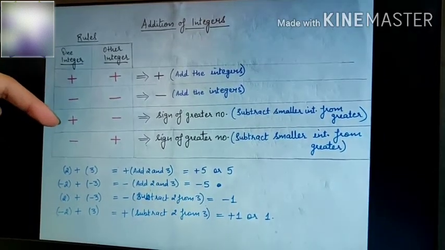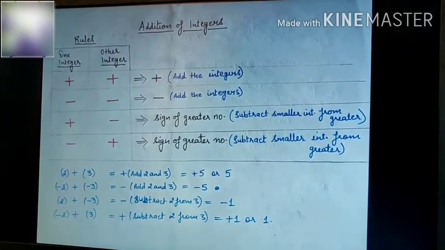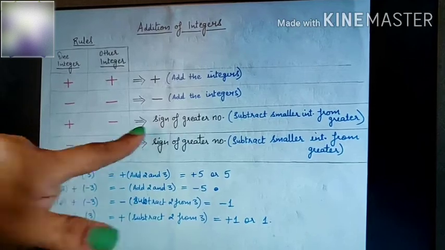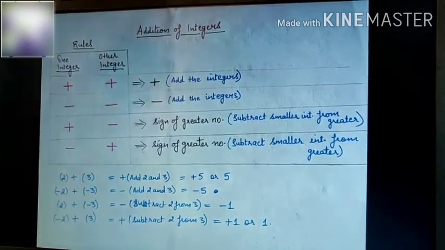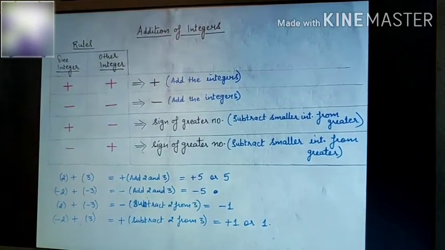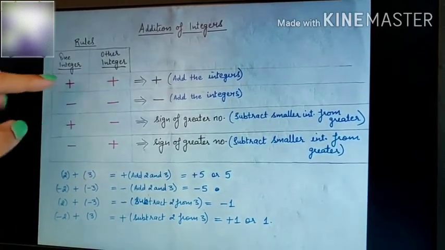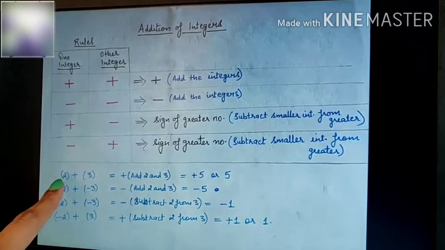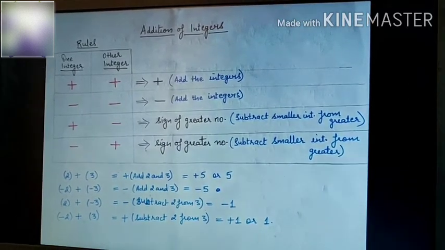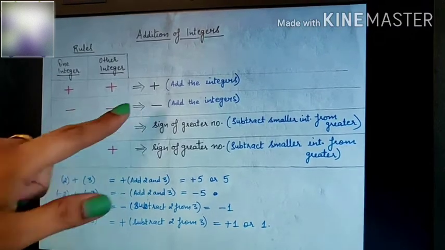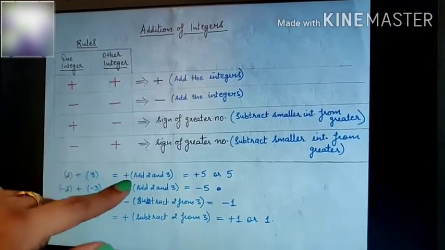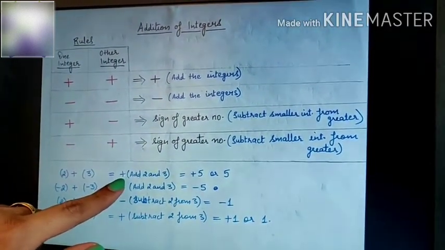If one of them is positive and the other one is negative, then the sign will be of the greater number, and we will subtract the smaller number from the greater number. See how? Here are the examples. According to rule 1, when both the integers are positive, I have taken 2 and 3. Both are positive integers, right? When we add them, it is written here the sum will be positive. So I have put a positive sign here.